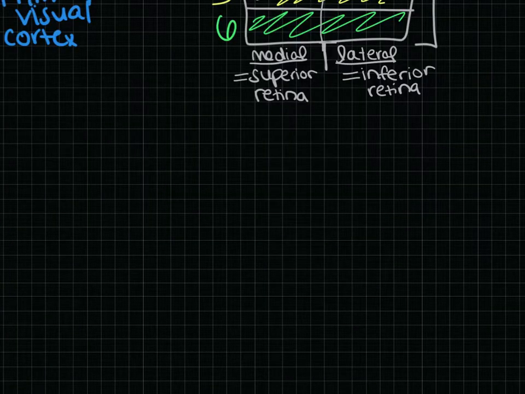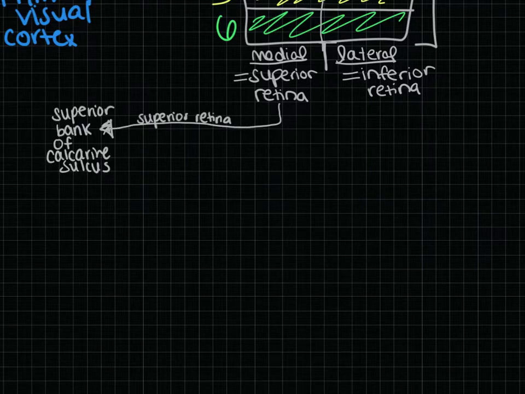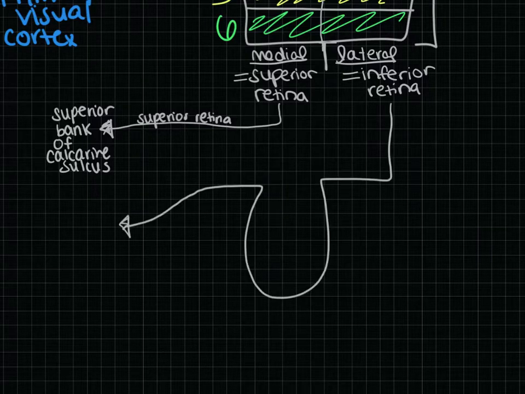From the lateral geniculate nucleus, the fibers are going to project through the optic radiations to the occipital lobe. The medial fibers are going to end up being the most superior fibers in the optic radiations, and they're going to synapse in the superior bank of the calcarine sulcus. The fibers from the lateral LGN are going to be a little bit different. The lateral LGN is going to have these inferior retinal fibers, and these fibers are going to travel through the optic radiations again to the calcarine sulcus.